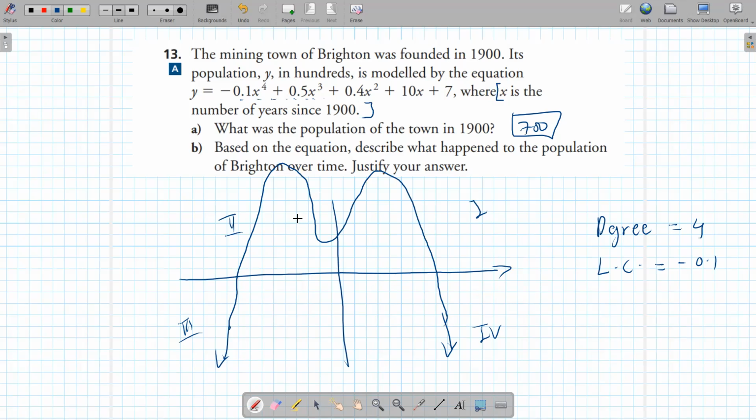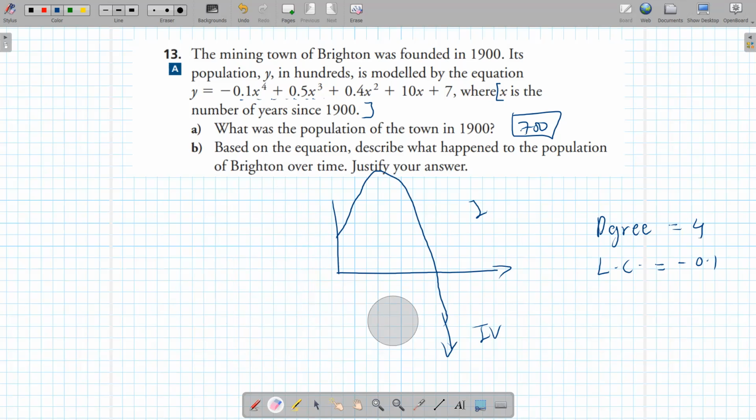X is the number of years since 1900, yeah? Can the number of years be negative? No. So that means we can just kill off the negative x-axis completely. What does the y-axis represent? The number of people. Can the number of people be negative? No. So we can kill off the negative y-axis as well.